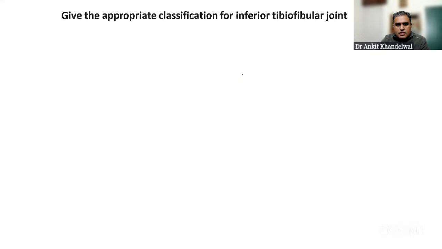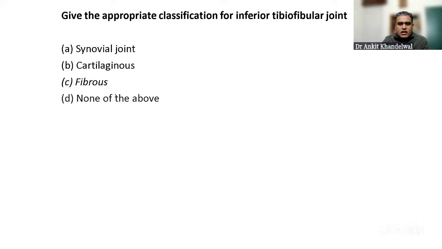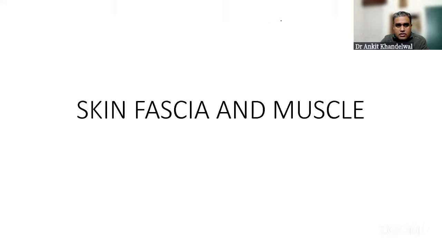Okay, appropriate class: inferior tibiofibular. The inferior tibiofibular joint is a separate joint. We'll do it in the lower limb, but yeah, that comes under the fibrous variety. Inferior tibiofibular is one of the exceptions over here. So these are some of the questions that we did.